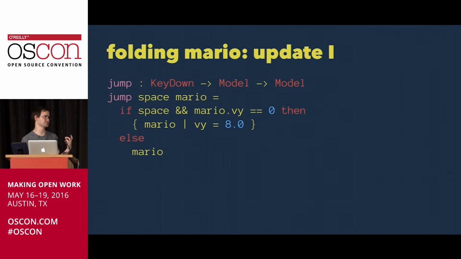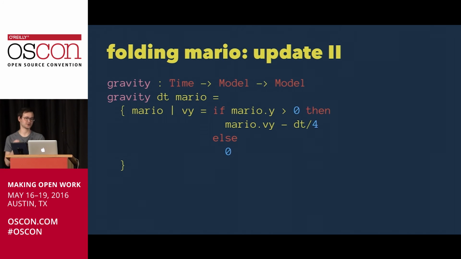And look at those type signatures. That's the exact same type signature as the update functions that we used before. It takes in a new piece of information, that's a key down in this case. It takes in the current state of the model, and it returns an updated state of the model. So jump looks at space, and it says if we are pressing space, so if space is true, and if he currently has 0 speed, that means he's on the ground, we're going to set him to that vertical velocity. Otherwise, we pass the existing state through unchanged. And like I said earlier, that update to the record returns a new value. So it's not mutating state, that's just updating a new copy.